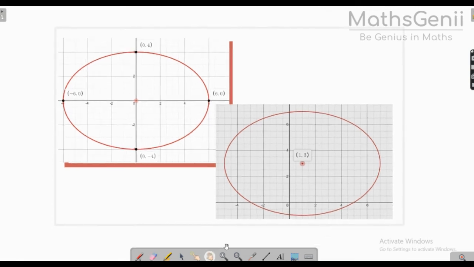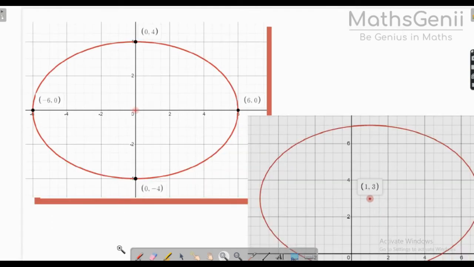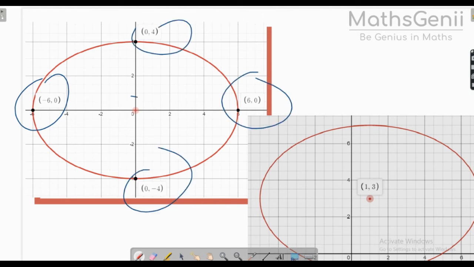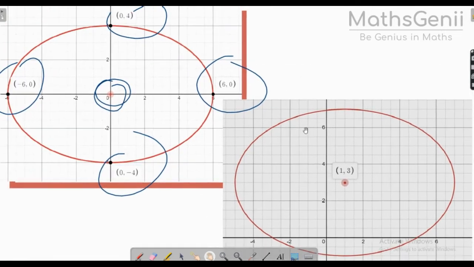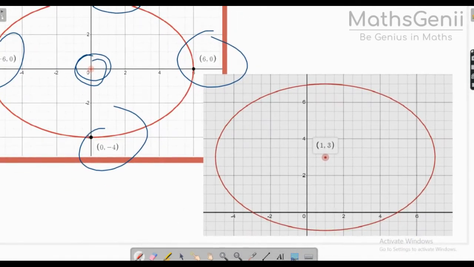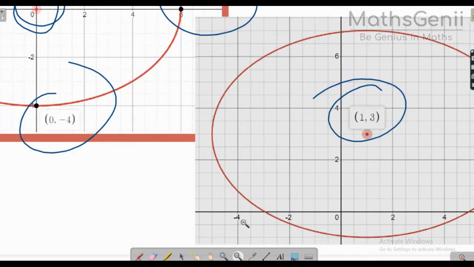So this is the ellipse that we have seen before, 6, 6, 4, 4, and the center is at 0, 0. What if this is the same? This is the same ellipse, just in this diagram I have shifted my center to 1 comma 3. So the new formula will become what?